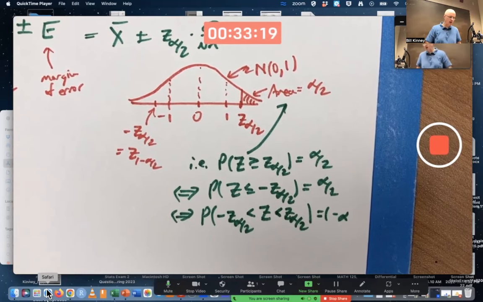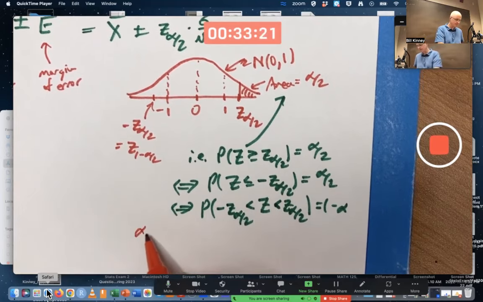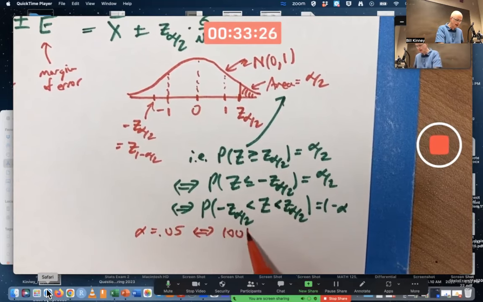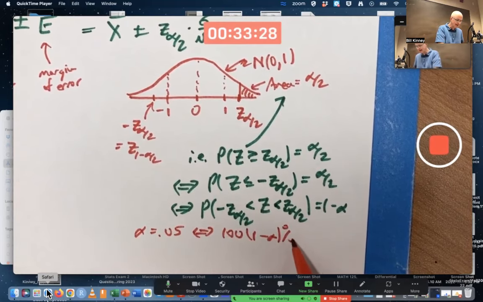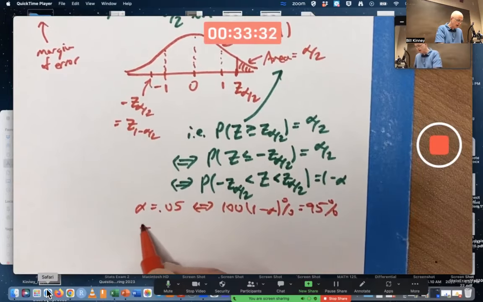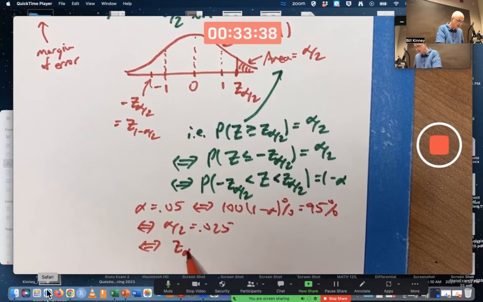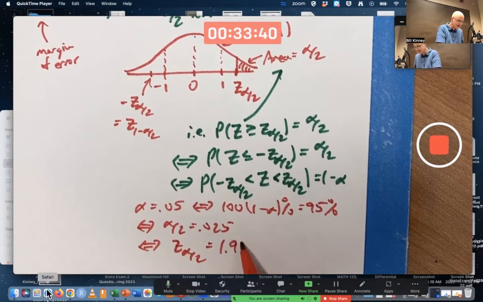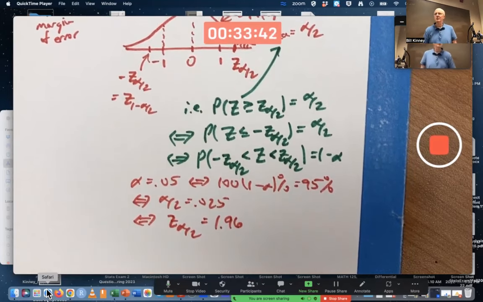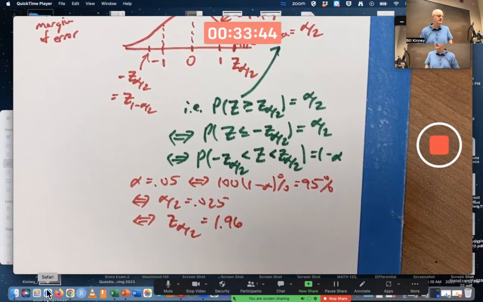And if alpha is 0.05, that corresponds to 100 times 1 minus alpha % being 95%. It corresponds to alpha over 2 being 0.025 and z sub alpha over 2 being 1.96 as your best two-place decimal approximation.